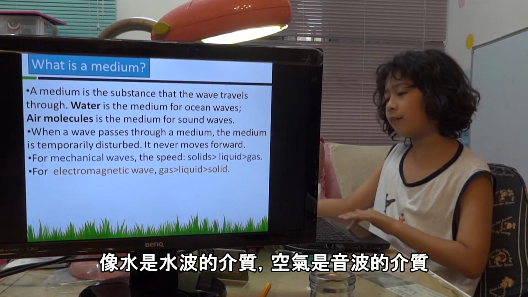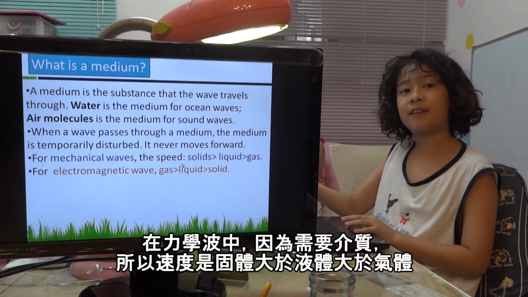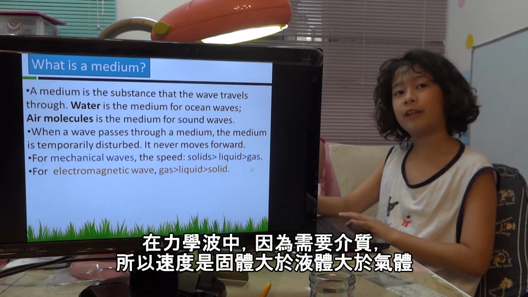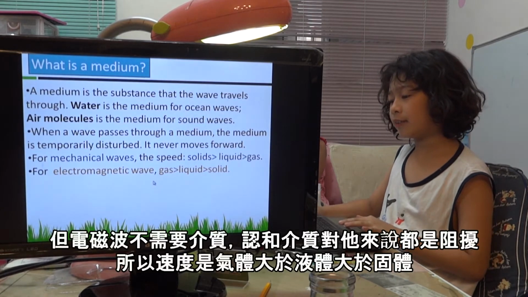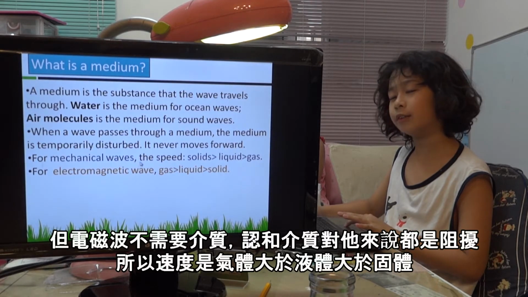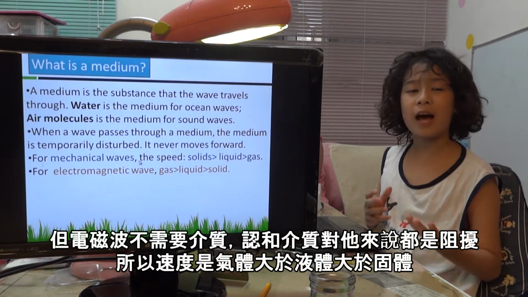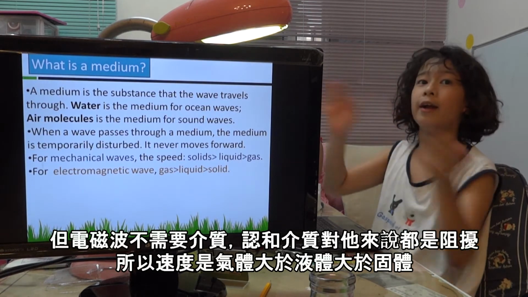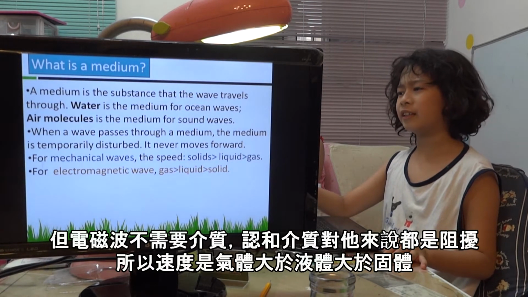In mechanical waves, like sound, sound travels through solid, greater than liquid, greater than gas. All sound is a mechanical wave, but electromagnetic waves are different. It's gas bigger than liquid, bigger than solid, and it can even travel through a vacuum, because anything there is just a block. Like when there's no air, the light can travel very fast. But in something like iron, it may not travel at all.